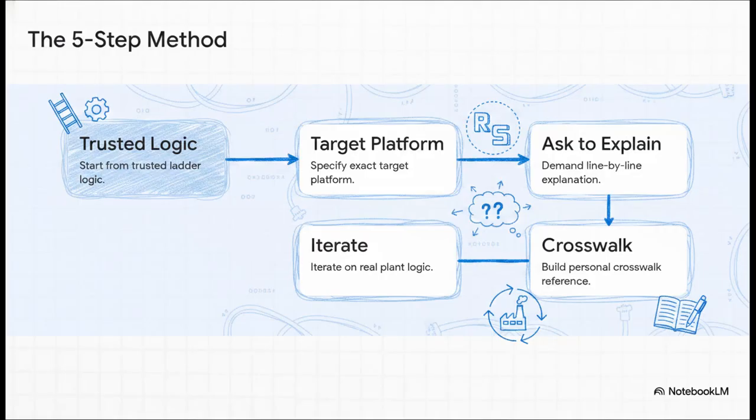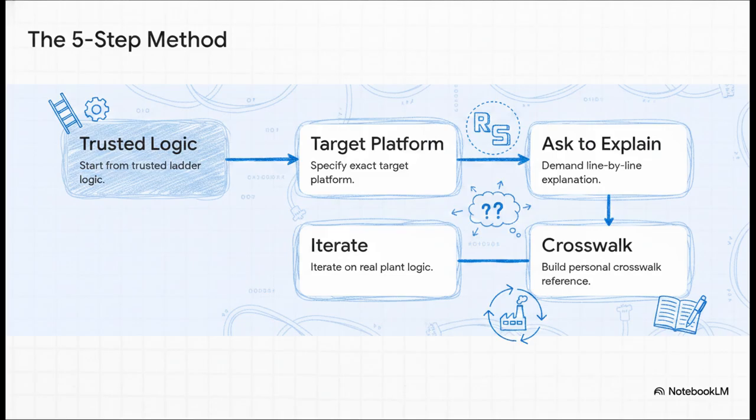So here's the golden rule. Absolutely do not use AI to write new logic from scratch, period. Instead, treat it like a real-time Socratic tutor. Here is the step-by-step. Step 1, start with a rung or a routine that you wrote yourself and that you know for a fact is functionally correct.